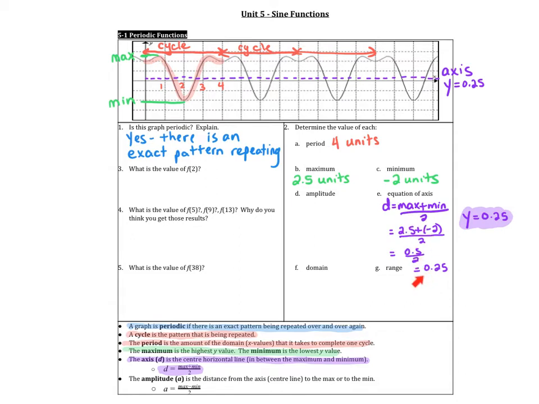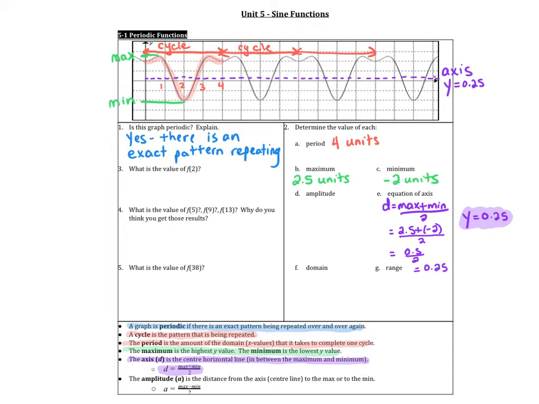And later on, when we learn how to find the equation of these, what we call sine functions, that's where you need to know the d. So the d is just telling you where the halfway point is, and then the halfway point is the axis, and it becomes an equation, so you have to put a y equals in front of it.